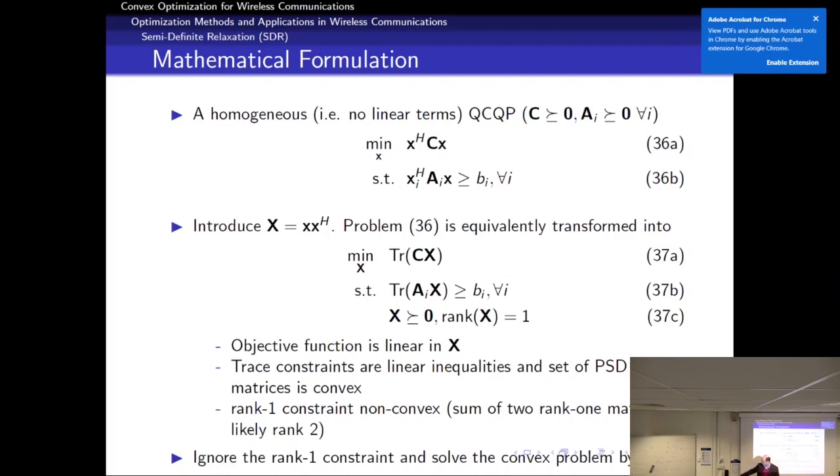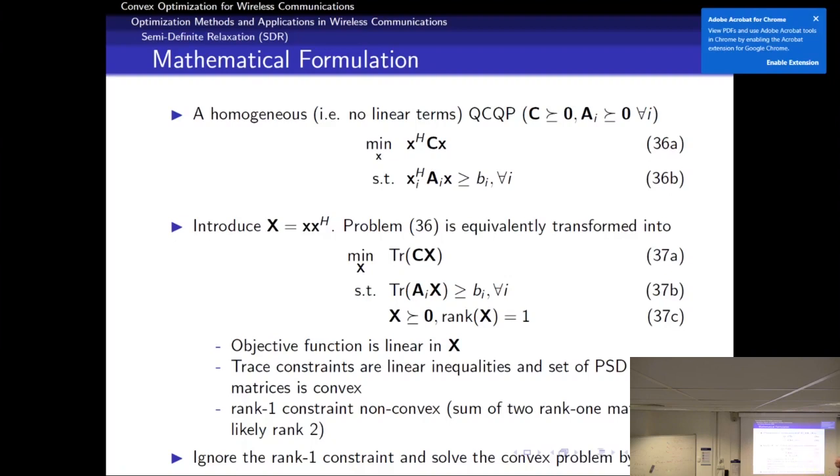So same as what I wrote there. And then you have this. So all of this, if I remove this, this is an SDP. This is a convex problem. Linear, this is a convex cone, because the set of semi-definite positive matrices is convex. But this constraint is non-convex.